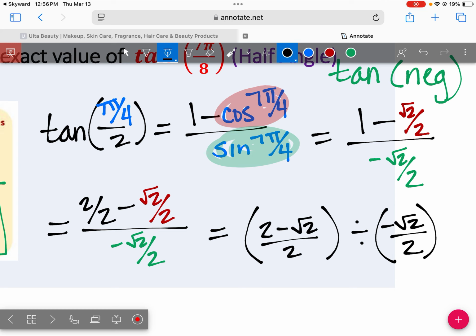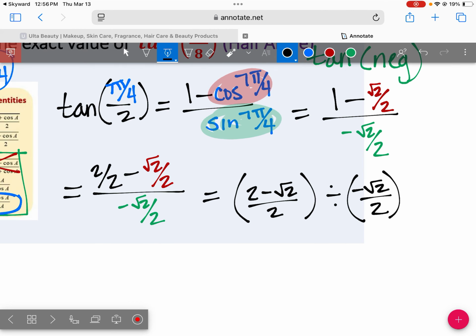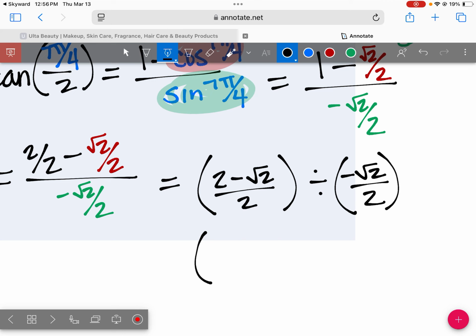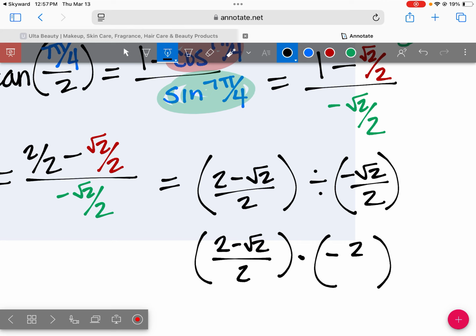And now we have to divide fractions. And we divide fractions by doing what? Keep, change, flip. So that's going to give me 2 minus root 2 over 2 times negative 2 over root 2. It doesn't matter where we put that negative, as long as the negative is somewhere in that denominator. So I know I moved it, but it's okay because it's still there.